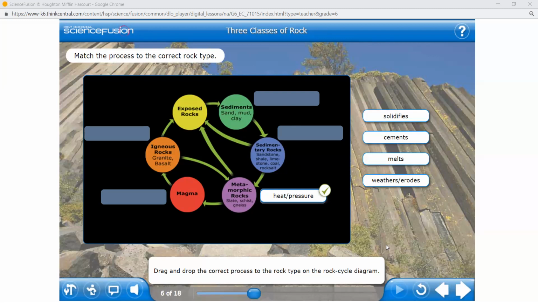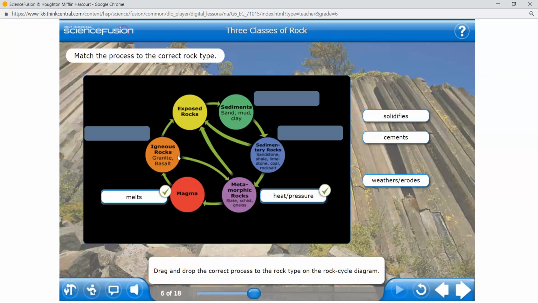Metamorphic rocks melt into magma. Please be loud. Metamorphic rocks melt into magma. Okay, metamorphic rock changes to magma. Magma melts, correct? I'll put here, magma melts to form igneous rock.